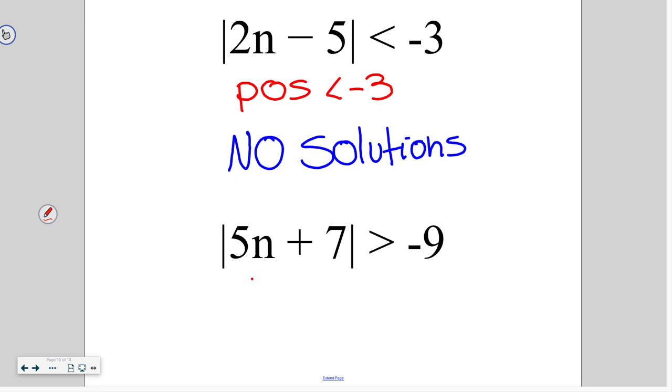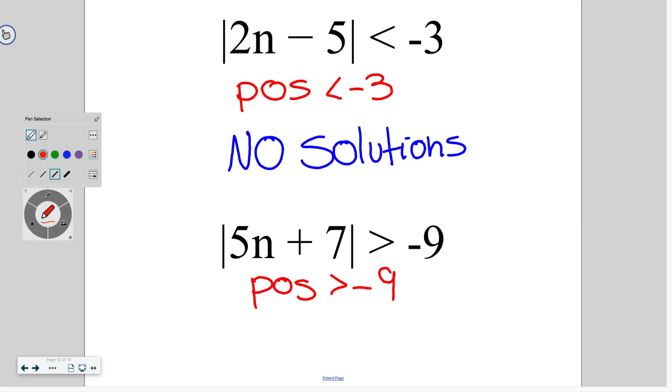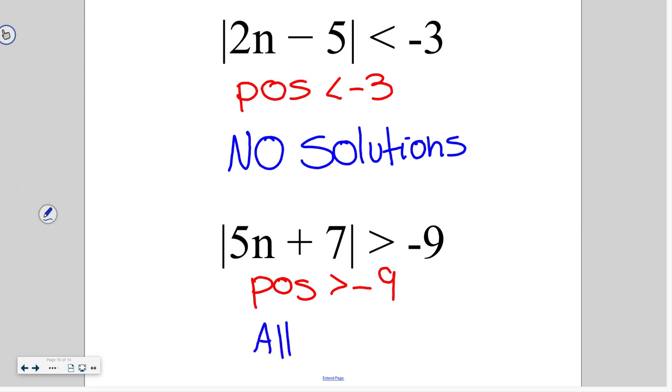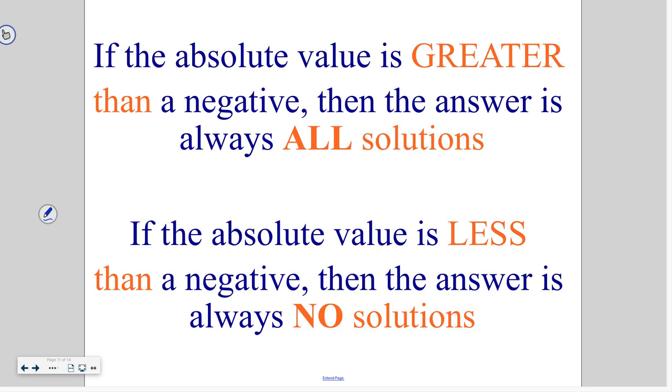On the flip side of that, if I have a positive value is greater than a negative value, that is always going to be true. So this is all solutions. Putting that into helpful notes, the absolute value is greater than a negative, it's always all solutions. If the absolute value is less than a negative, then the answer is always no solutions.